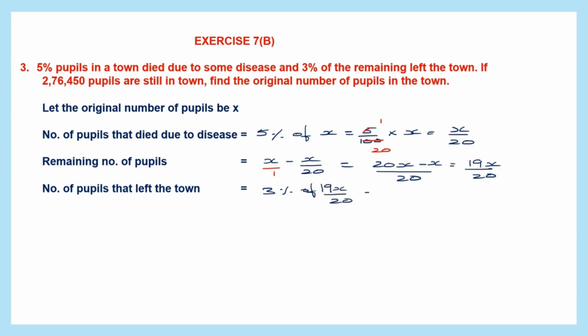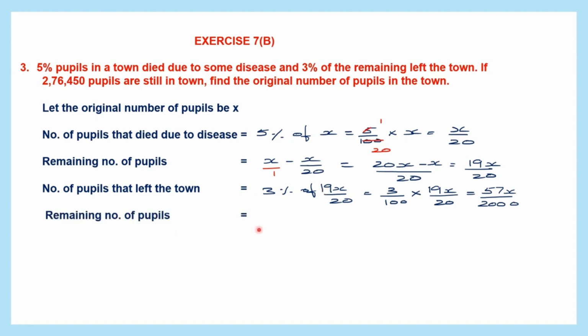So now we have to work this out. So this will be 3% means 3 by 100 of 19x by 20. So 19 into 3 is 57. So this is 57x and in the denominator 100 into 20 is 2000. Okay, so now we know that the number of pupils that left the town is 57x by 2000. This many pupils have left the town.